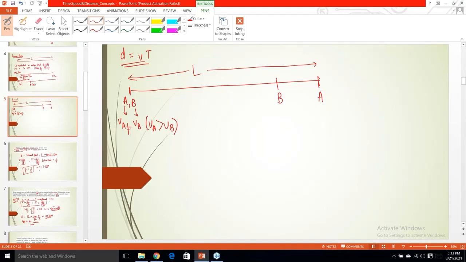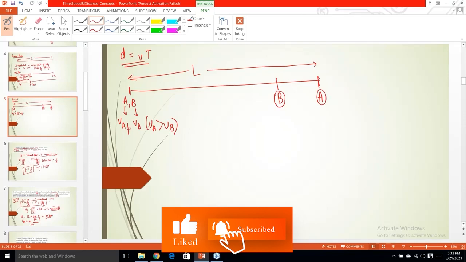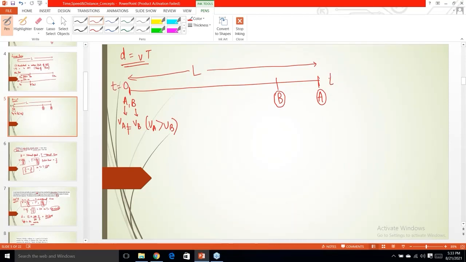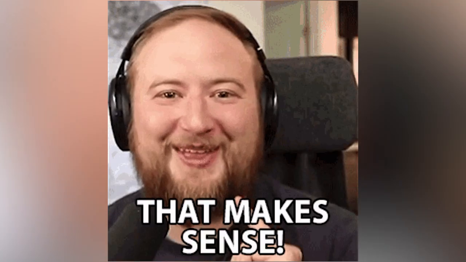What you need to understand is that when A reaches here and B reaches here, given that A and B started at the same point, both A and B have traveled for the same time. They start at t is equal to 0, and suppose at t is equal to 50 seconds A reaches and A wins the race. Obviously B also has traveled for 50 seconds, but B is able to reach only this point. They both have traveled for 50 seconds. Make sense?